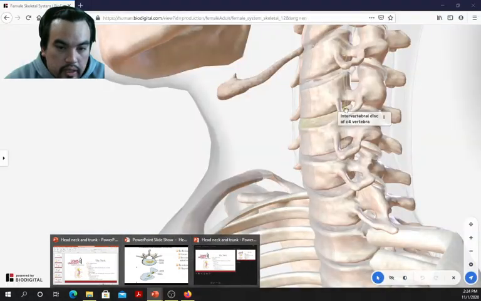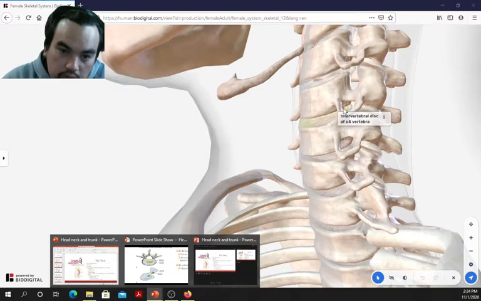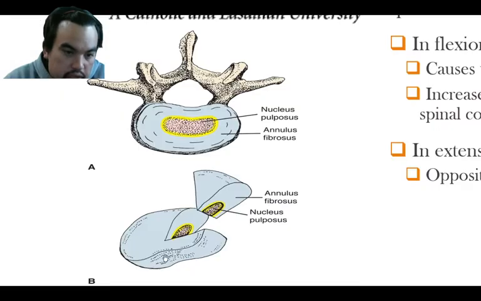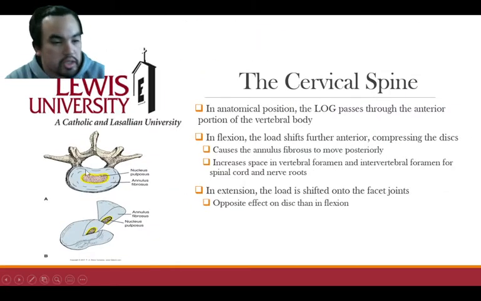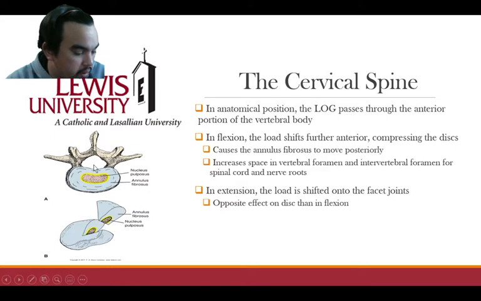And as we flex forward, right, we compress this part, which means this would create a little more space and push that nucleus pulposus back, thus creating a bulge and pressing into this space. And that's what a bulging disc does, and that's why it hurts, because it's compressing on a nerve when that happens.